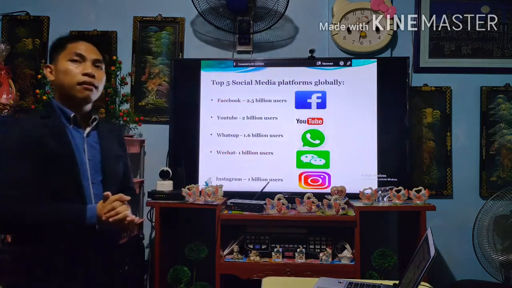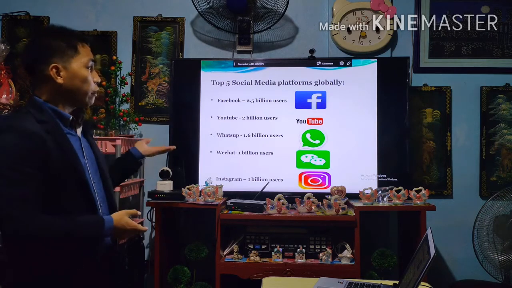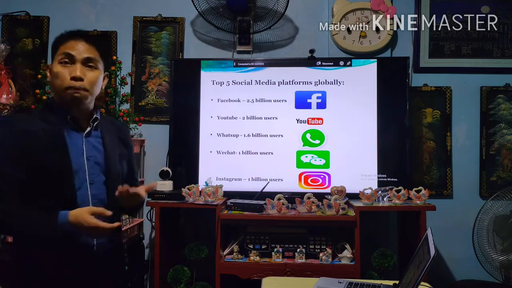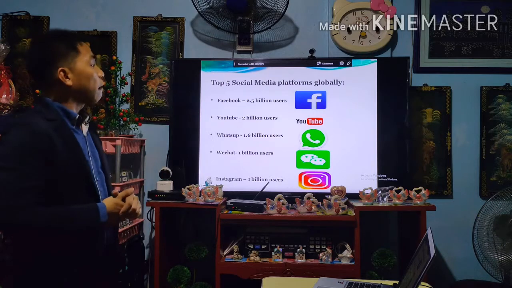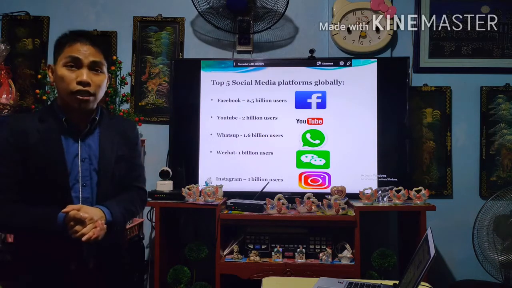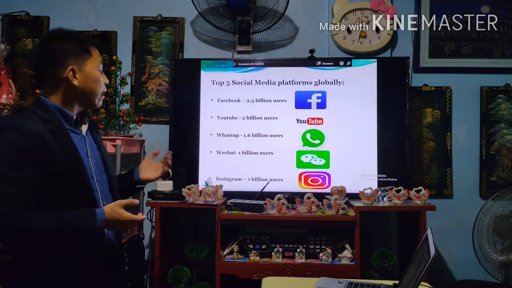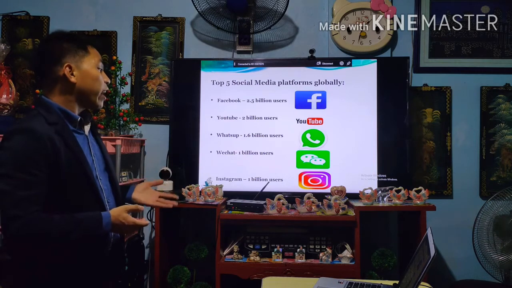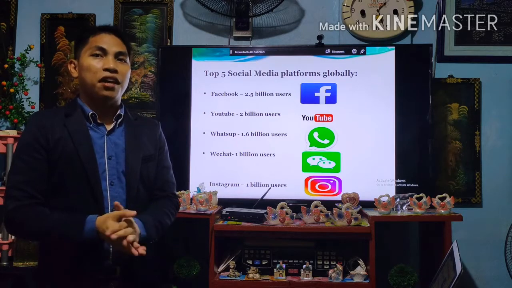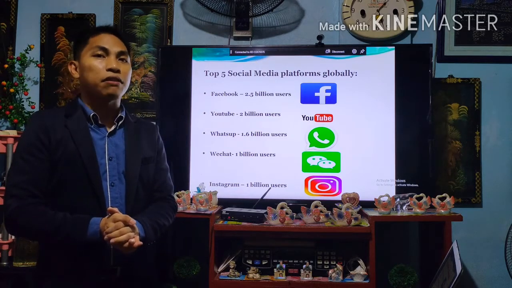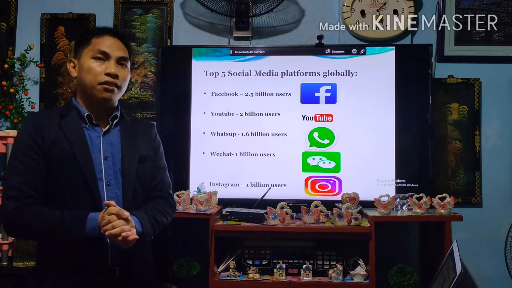As of this writing, here are the number of users in the top 5 social media platforms globally. The first one is Facebook. There are 2.5 billion users, followed by YouTube that has 2 billion users, followed by WhatsApp that has 1.6 billion users, followed by WeChat that has 1 billion users, and the last one, which is the top 5, is Instagram, which has 1 billion users. No wonder most of the businesses rely so much on these social media platforms, since there are multiple numbers of people who can see and access their product easily.